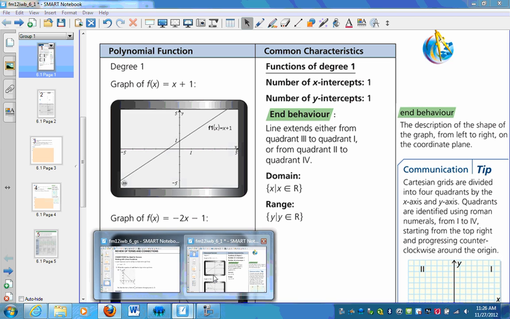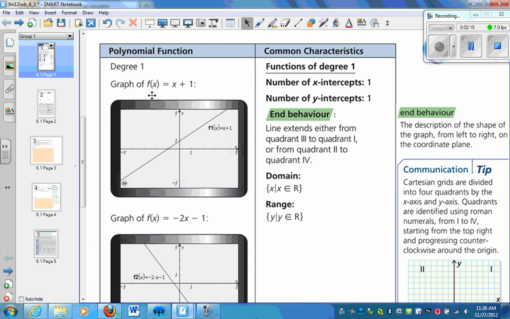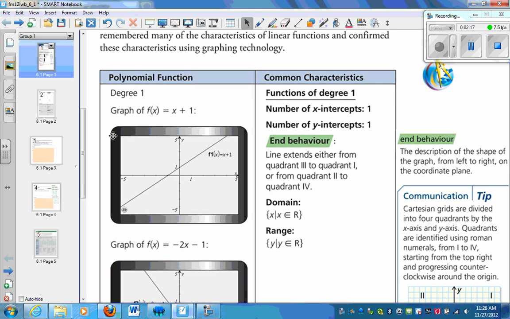The next polynomial function we're going to look at is degree 1. This is called a linear function. You guys have done a lot of work with linear in grade 9 and up. So here's the function x plus 1. If you look at the graph, you can see that it has one x-intercept right here. It has one y-intercept.